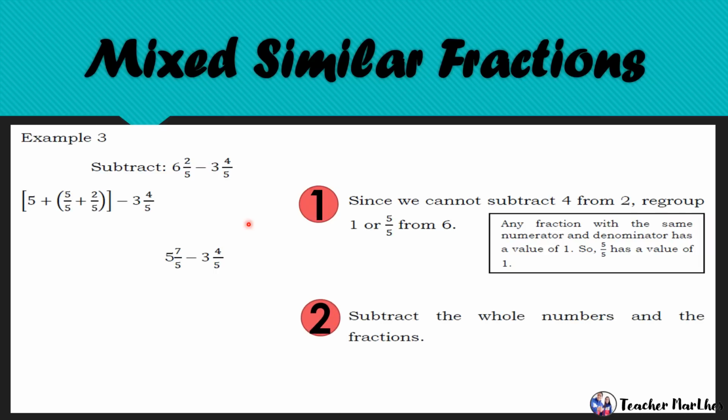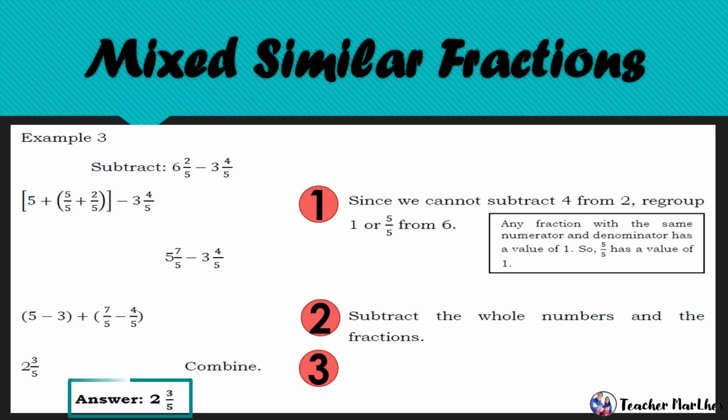Subtract the whole numbers and the fractions. So we have 5 minus 3, then 7 minus 4. Combine. So 5 minus 3 is equal to 2, then 7 minus 4 is equal to 3. So the answer is 2 and 3/5.